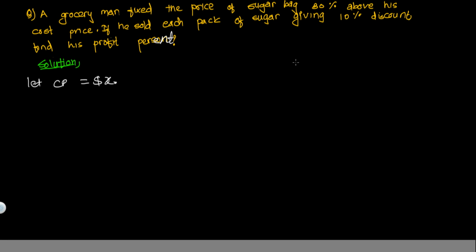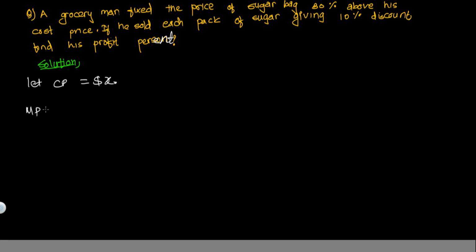Now we will have SP and CP, because the question tells us that it has a profit. So we're gonna subtract CP from SP in order to get the profit amount, and later on we can find the profit percent by dividing the actual profit amount by CP times 100%. So let us do that now.